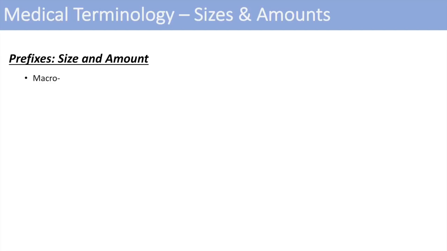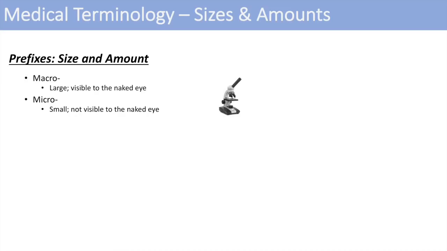commonly used, one of the first ones you probably hear of is macro. Macro just means large, and it typically is used in the context that it is visible to the naked eye. So you might have heard of macroscopic, macroeconomy. And the opposite of that is micro, which just means small, or not visible to the naked eye. The way I like to remember this is to think of a microscope. Some things in the world are microscopic, and other things, like our galaxies and our observable universe, are macroscopic.